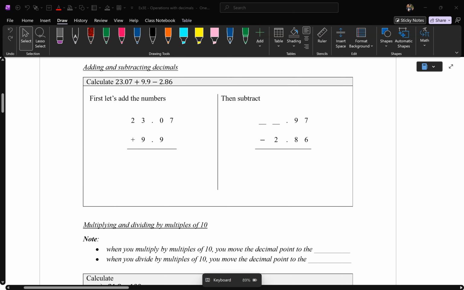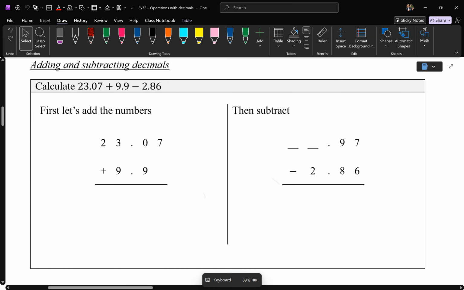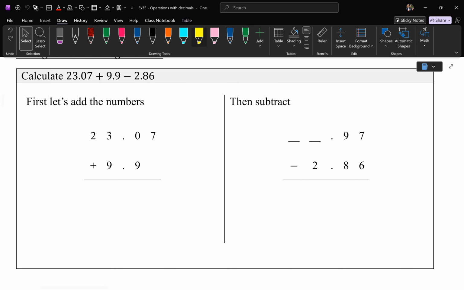First one. We are going to calculate what is 23.07 plus 9.9 and then subtract 2.86. Now, I've given you a bit of a template so you can work with it. We know when we're adding decimals, one of the first key skills is to make sure that you have the place values in the correct column.